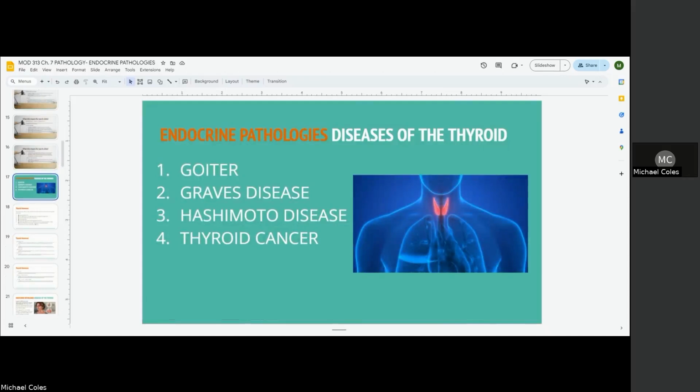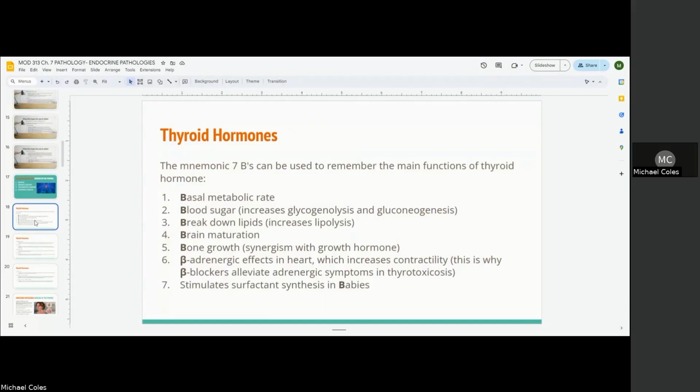Now we're looking at the thyroid. Okay. Again, we have a thyroid excessive upregulation or downregulation, too much or too little. So these are the mnemonic for the 7 B's, which are the main functions of the thyroid hormone.